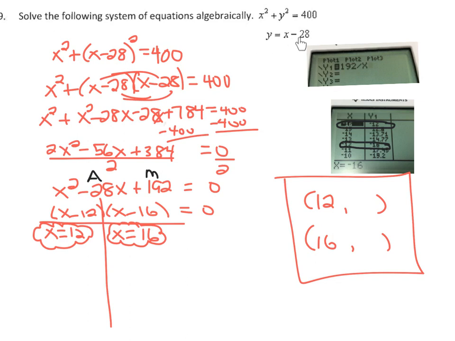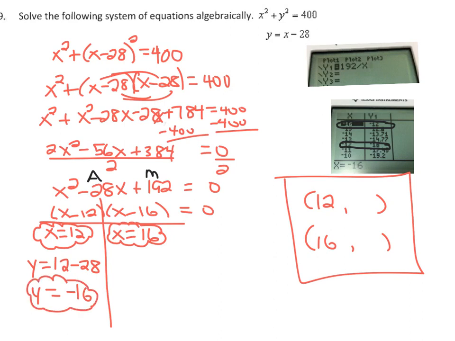So I'm going to use this equation right here. This is going to be pretty straightforward. So we can plug in 12 for x and see what y is equal to. And then after that, we'll plug in 16 for x and see what y is equal to. All right, so we have y equals, we'll start off with the 12 minus 28. So that's going to be equal to negative 16.